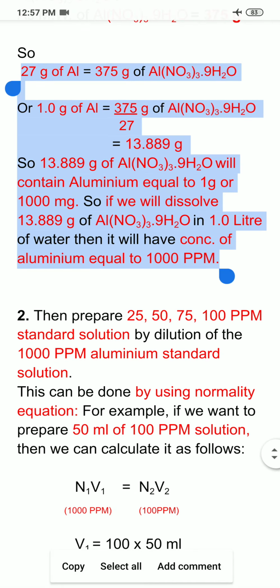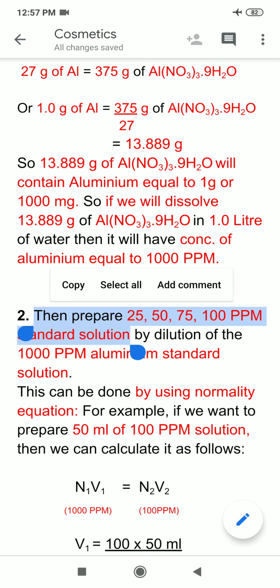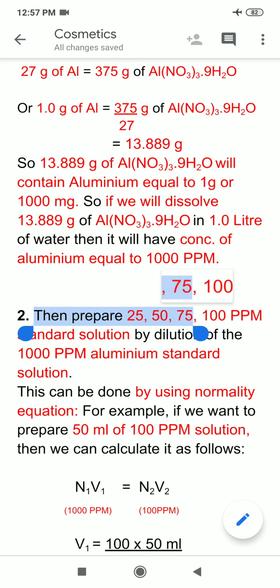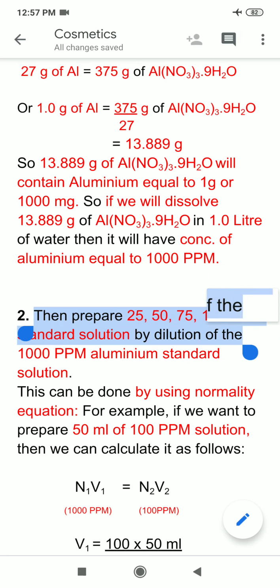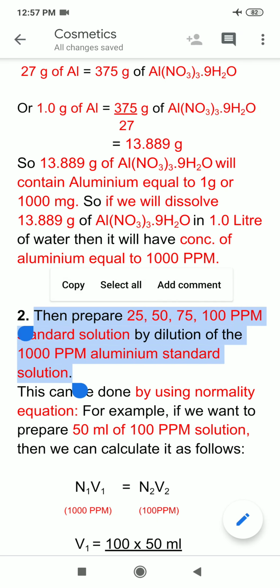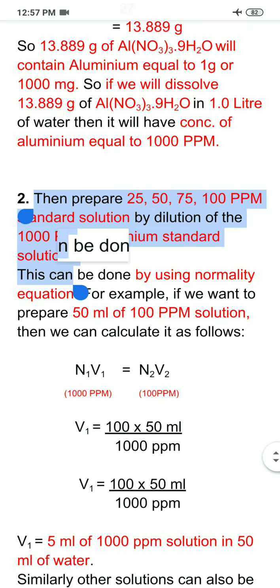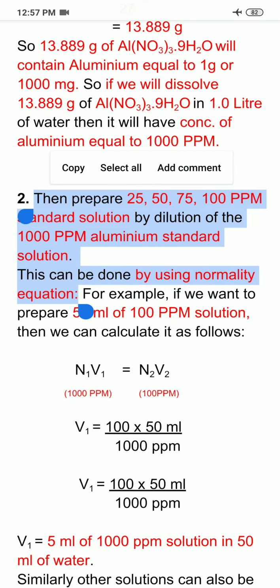Then the next step is the preparation of solutions of known concentration, or other standard solutions of other concentrations like 25 ppm, 50 ppm, 75 ppm, 100 ppm and so on. You need to prepare these other standard solutions, whose concentration is known, from the 1000 ppm stock solution. So how can you prepare this? For this you simply need to dilute the 1000 ppm solution. You have a stock solution of 1000 ppm, so you can prepare other solutions of any concentration by diluting.